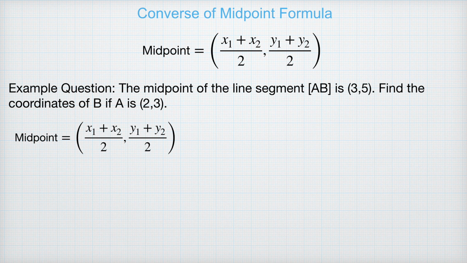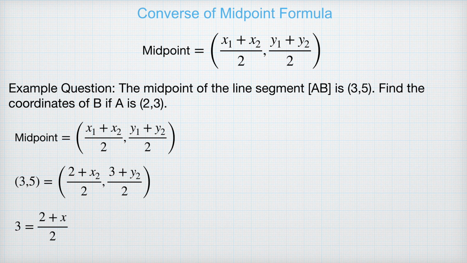We start by substituting all known values into the midpoint formula. So (3, 5) is equal to ((2 plus x) all divided by 2, comma, (3 plus y) all divided by 2). As there is a comma in this formula, we can separate both sides of the formula at this comma point. So 3 is equal to (2 plus x) all divided by 2, and 5 is equal to (3 plus y) all divided by 2.